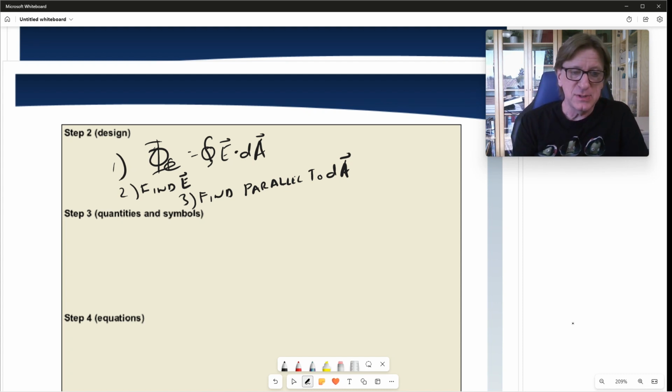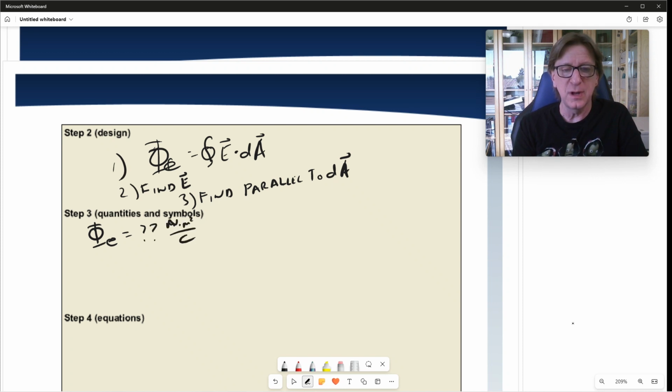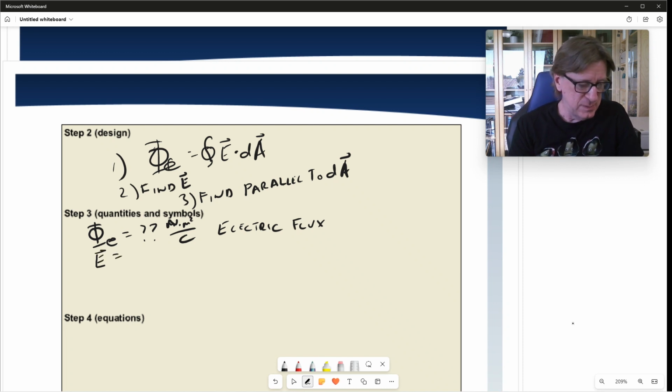All right, so let's write down our symbols that we've got here. So this is what we're trying to find. And remember, that's in Newton meters squared per Coulomb, and that's the electric flux. It does not matter if you put the words describing it before or after. It's just probably a good idea to have them down somewhere so that you can keep up with it. Okay. And I also know that I'm going to need the electric field. And that's going to be something that's going to be given to me because I'm going to put that into the expression here. And so that's going to be newtons per coulomb. And that's my electric field.